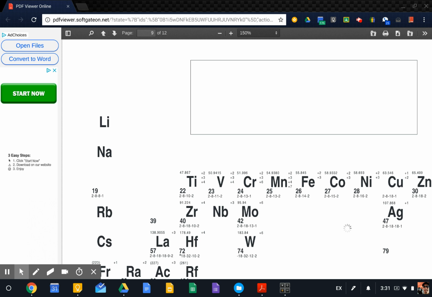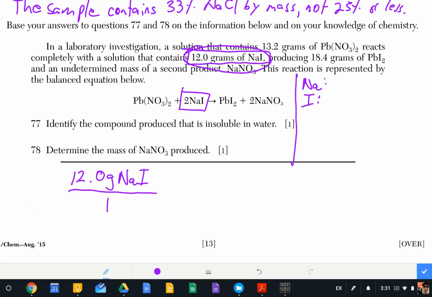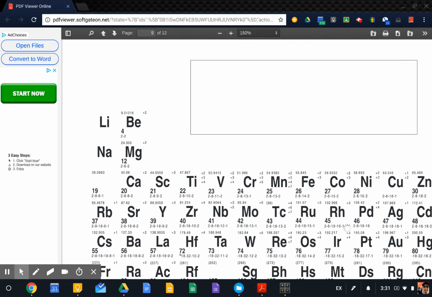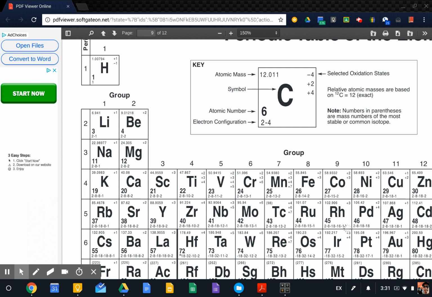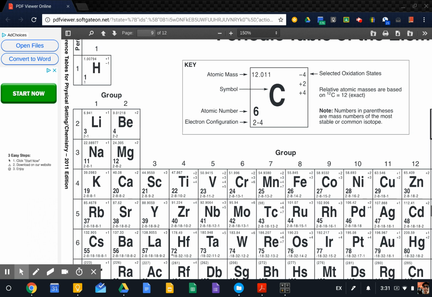Okay, taking forever. Well, while that's loading, I'm going to keep it moving. Sodium has a mass of 23. Oh, look there, finally, 22.989. So just round this mass of sodium to 23.